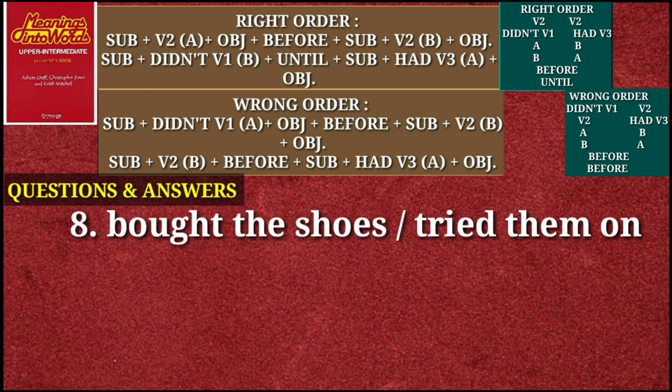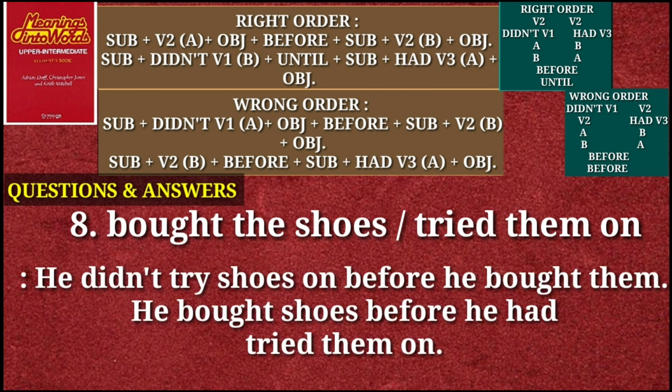Question number 8. Bought the shoes, tried them on. Here in this question, bought the shoes is the second task done, whereas tried them on is the first task done. So this question is in wrong order, and the answer is: he didn't try the shoes on before he bought them. He bought the shoes before he had tried them on.